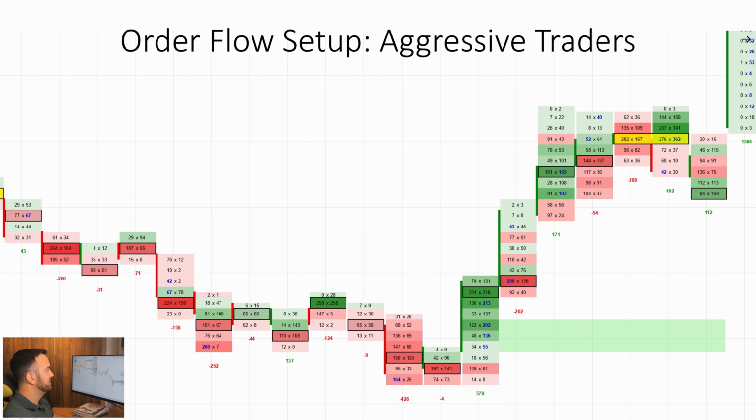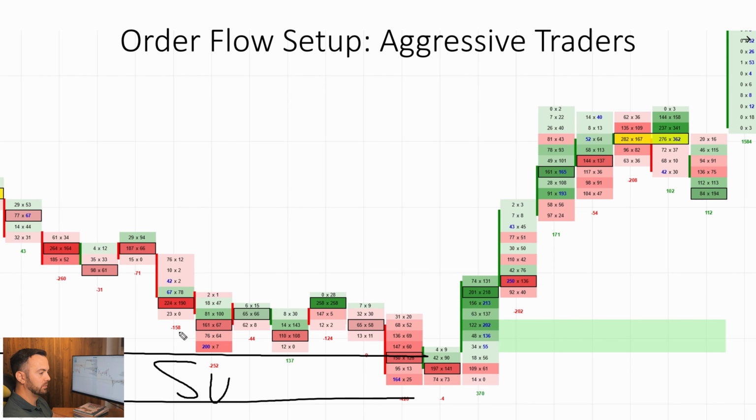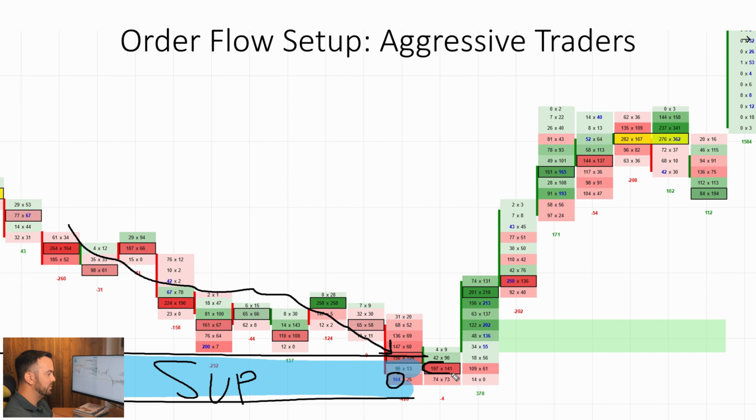All right, let's check out this example. Imagine that we have a support in here. The price comes towards the support, hits it, then maybe this could be a buy limit order, maybe this could be absorption. Sometimes it's not so clear cut, so you may not be so sure about that confirmation, so you want to see some additional confirmation, and it could be the aggressive traders.